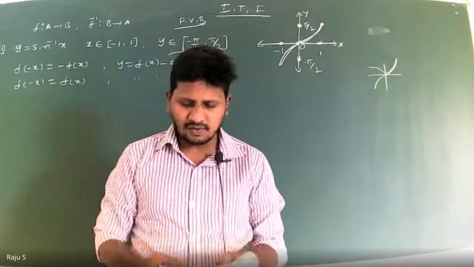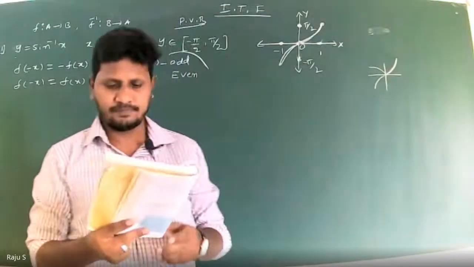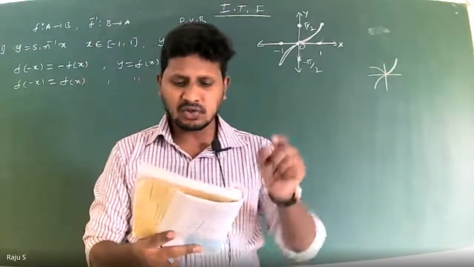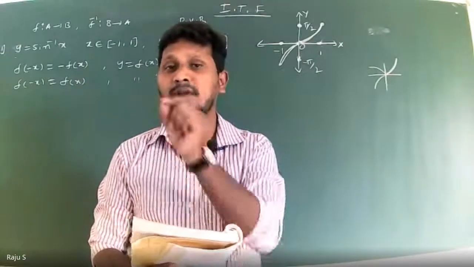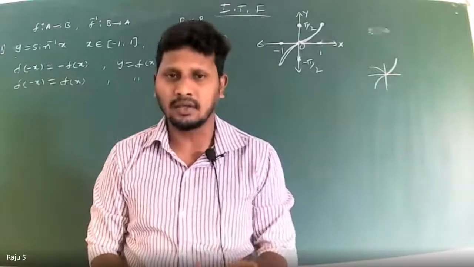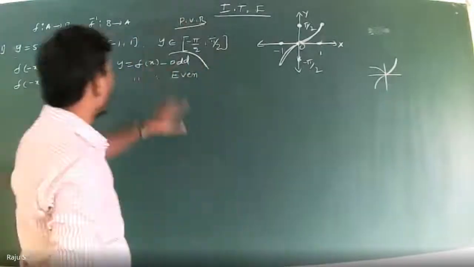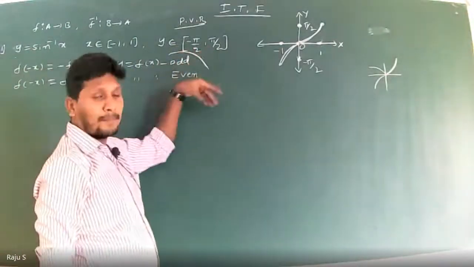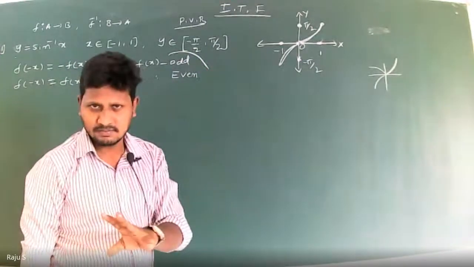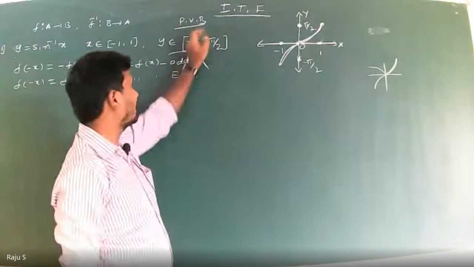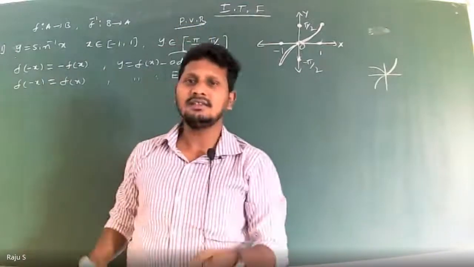Right. In the first exercise 2.1, the first question is: find the principal values. Find the principal values of the following. Principal values are nothing but what? The value should be in terms of pi, radians. Okay. Remember that, not real numbers. The principal value they are asking is nothing but the range. Range they are asking, right?